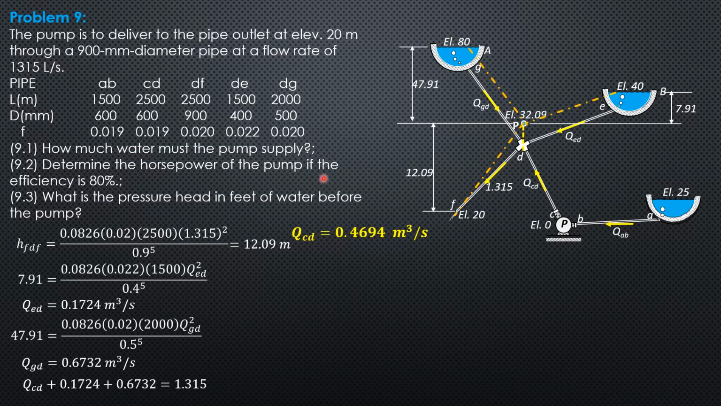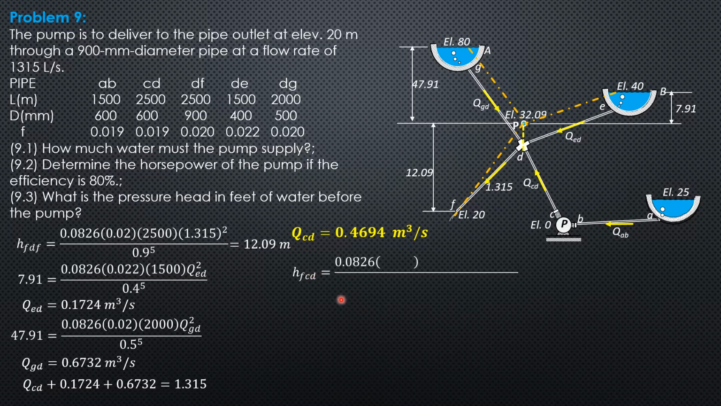Determine the horsepower of the pump if the efficiency is 80%. So we have to determine the head added by the pump. Power output is Q times gamma, the specific weight of water, times head added by the pump, divided by 0.746. We want discharge to be in cubic meter per second and unit weight of water 9.81 kilonewtons per cubic meter. So the power input is output over efficiency. So we divide further by efficiency, which is 0.8.